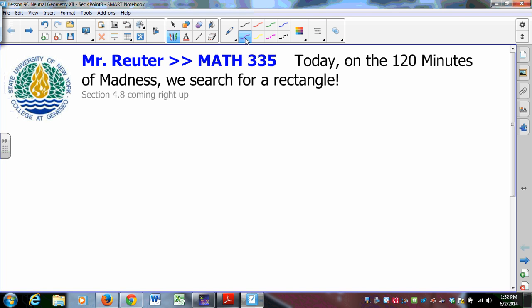Welcome back. Section 4.8 will close out our look at neutral geometry by looking for and not finding rectangles. We are going to look for and not find rectangles. To do that, we're going to need to take a look at angle sums. Now, for quadrilaterals, the magic number is 360.